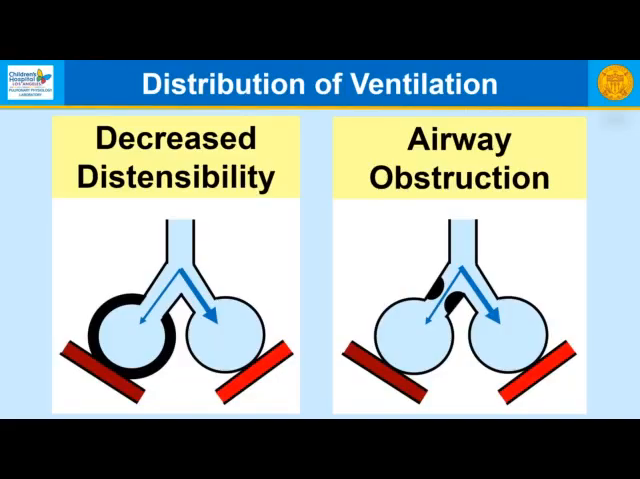So the distribution of ventilation and abnormal pulmonary function are basically determined primarily by two things: decreased distensibility, or stiff areas of lung, and you can see that if you take an inhalation, more air is going to go here than here; and airway obstruction, which again, if you take an inhalation, more air is going to go over here than here.